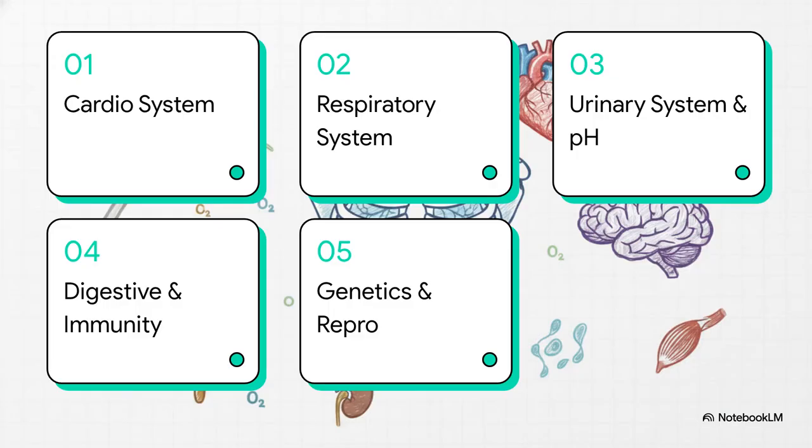So here's your game plan for acing that final. We're breaking everything down into 5 distinct modules: crushing the cardiovascular system, reviewing the respiratory system, urinary system and body pH, digestive system and immunity, and finally, reproduction and genetics. Grouping by systems like this chunks the information, which makes it vastly easier for your brain to process and, more importantly, retrieve on test day.